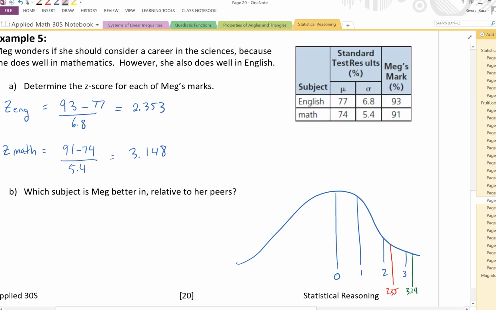So if you were to recommend to her which subject she's better in relative to her peers, we would say, well, you're much better in math relative to your peers. But that's relative, right? We got to remember that we're comparing results, and so it's always going to be relative to what we're looking at. So your z-score is going to be most powerful according to the data that you're collecting. So we can conclude math because your score is better. We're going to continue with this lesson in the next video, so thanks for joining me.